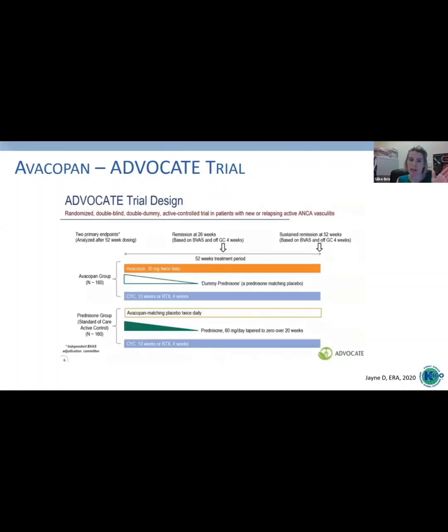What was compared was 30 milligrams of avacopan twice daily with the steroid arm. For the first 26 weeks there was a double-blind, double-dummy design, avacopan with steroid dummy compared to placebo with steroid. The steroids were withdrawn in that arm at 26 weeks, while the avacopan carried on for the remaining time of the study to the full 52 weeks.